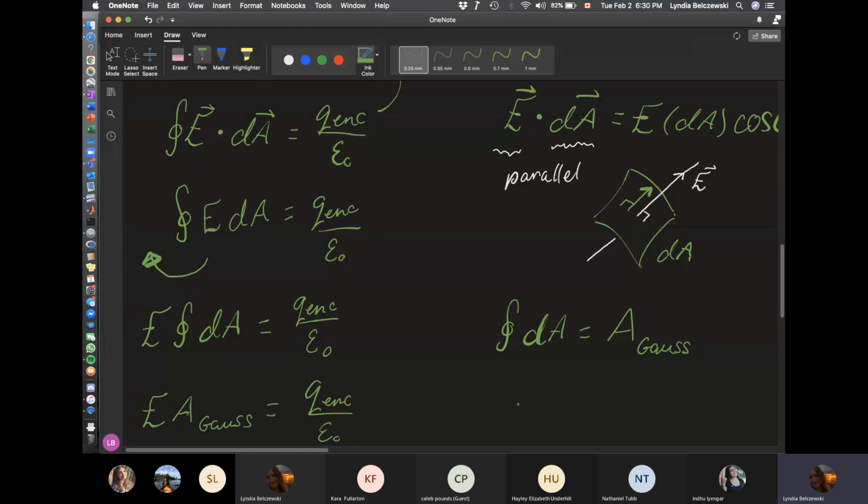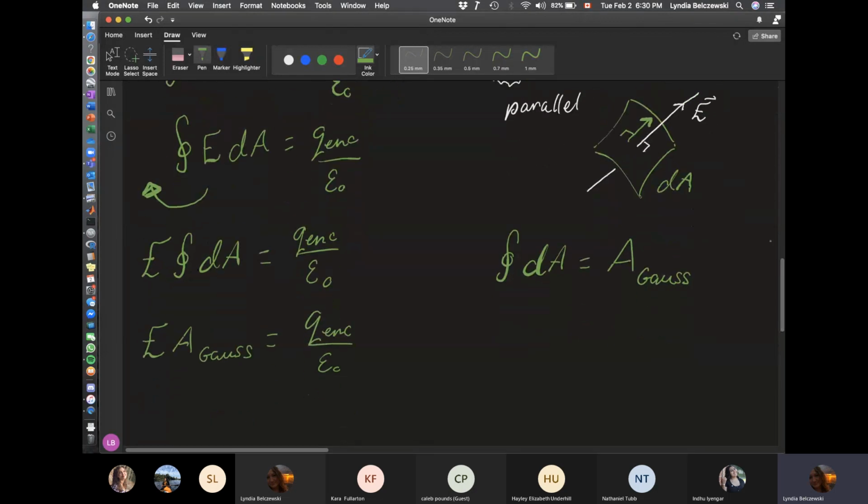Okay, so we've gotten rid of the dot product and the vectors. We've gotten rid of the integral now as well. So all the scary stuff's gone. We just have some algebra to wrap up this question. So the area of the Gaussian surface, we actually calculated that before. That was 2 pi r times L, r being the radius of the Gaussian cylinder and L being its length. And that's equal to the enclosed charge.